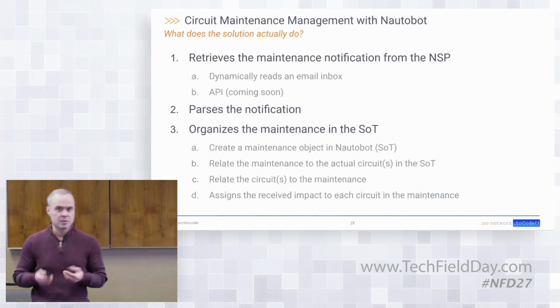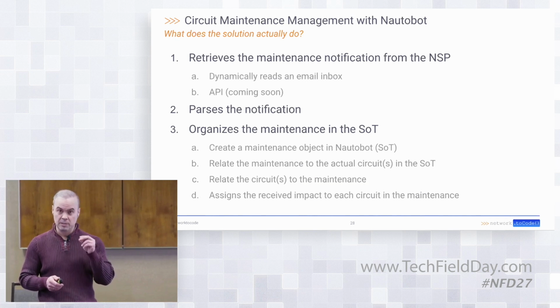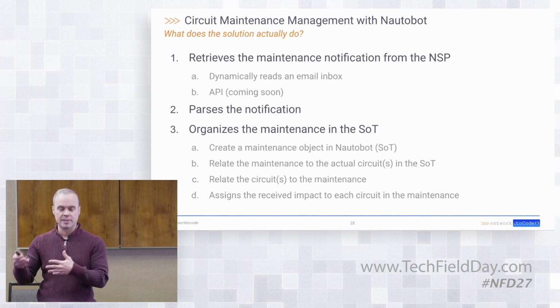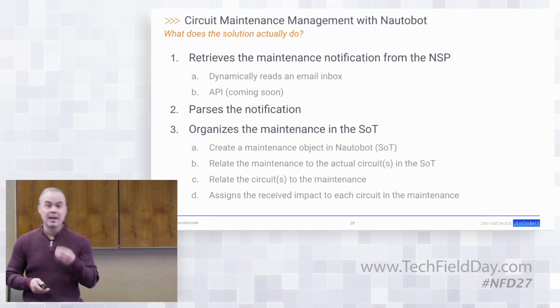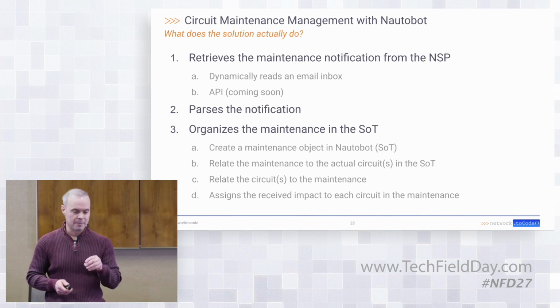So what does this solution actually do? It does a few things. One, it retrieves the maintenance notification from the network service provider. There are two ways to do that. One is available today, and that is dynamically reading emails in an inbox and parsing them automatically. Coming soon, if your NSP, your service provider, allows you to access their maintenance schedule via APIs, this application will support that. That is coming very soon to the application.